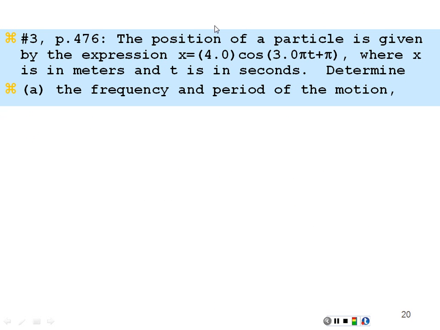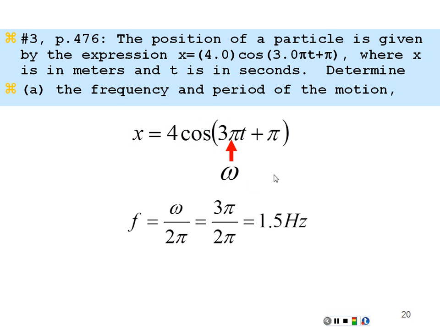Well, I have my position as a function of time and my amplitude out front. Whatever's in front of the t is my angular frequency. In this case, it's 3 pi. So just by looking at my solution here, I can establish that my omega is 3 pi. If I know omega, I can find the frequency, because the frequency is omega divided by 2 pi. So that's 3 pi divided by 2 pi, 1.5 hertz.